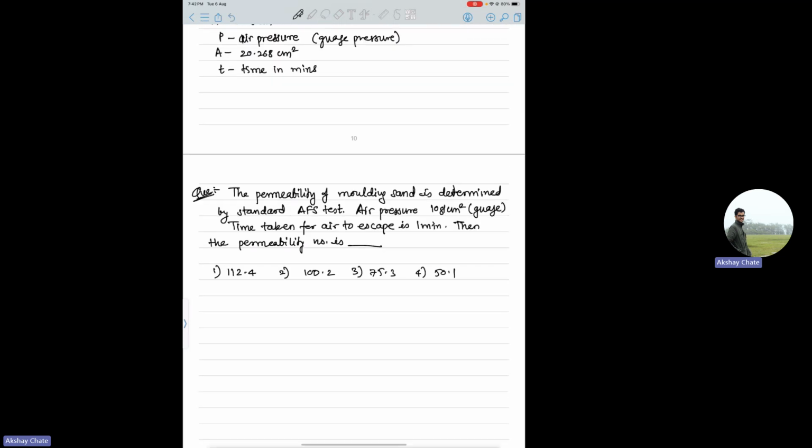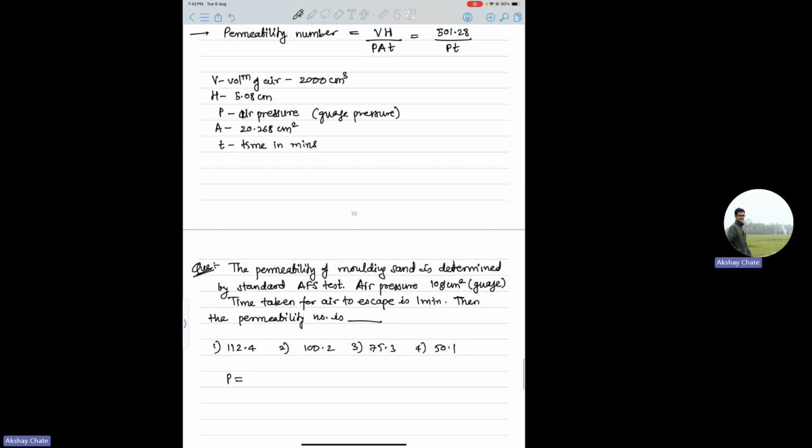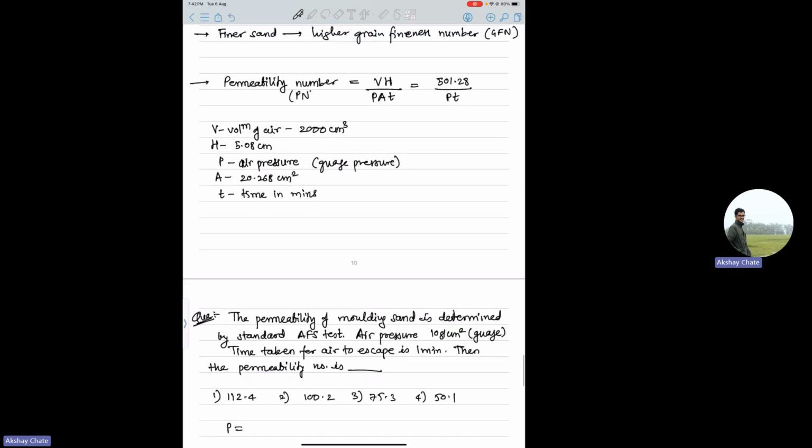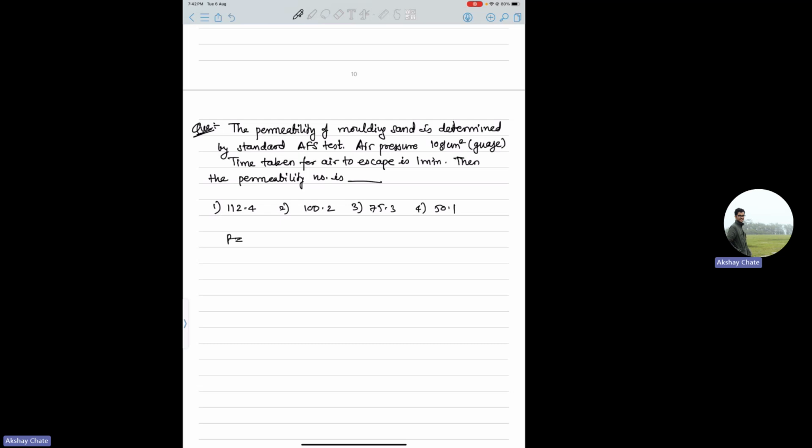Yeah, then it's fine. Then in that case, this permeability number, let me use Pn because P is already pressure there. Pn is nothing but 501.28. Pressure is 10 gauge. Time is 1 minute. So you have 50.13. Okay, so this option is correct. Now, this was directly formula based. If you don't know the formula, you can't do anything. You are stuck. So that is about one more type of numerical that can be asked.